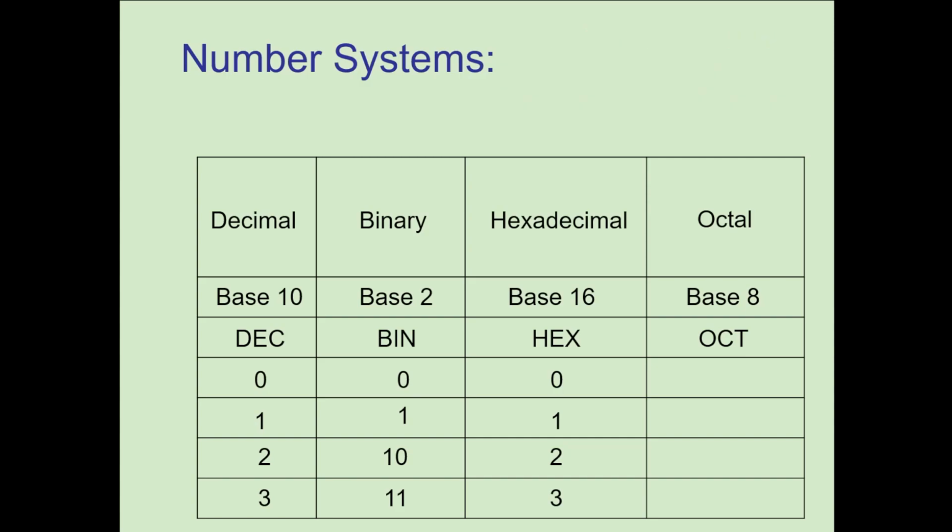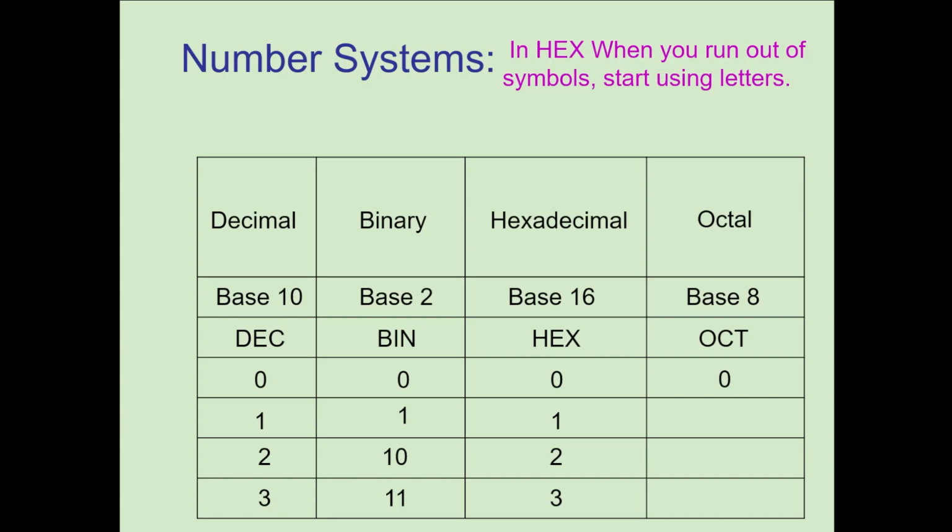Okay, in the octal column, you need to think about that. In the octal column, we also start with 0, 1, 2, and 3. The thing is, it's base 8, so we will not use a number 8. When we get to 8, we don't need to come up with new symbols, but we do use the rule: increment the next left column and start over in the column that ran out.